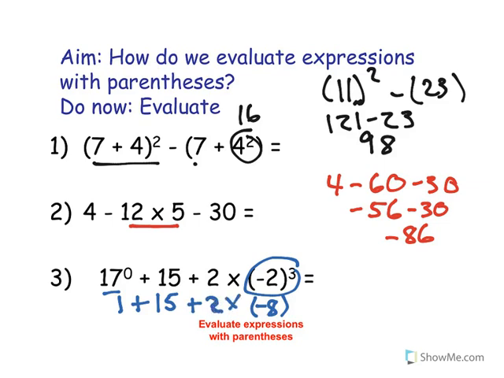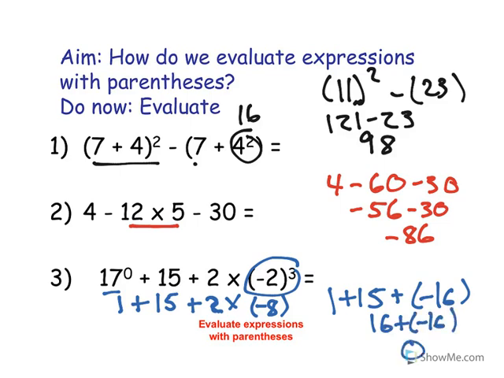So now I've got 17 to the 0, which I worked out to be 1, plus 15, plus 2 times negative 8. So I'm going to look at my multiplication and division from left to right. I only have multiplication, which is 2 times negative 8. Now I'd love to go down, I'm just a little, again, short on space there. So I'm going to just move it over a little bit. So 2 times negative 8 is negative 16. So now I've got 1 plus 15 is 16 plus negative 16 should give me a sum of 0.